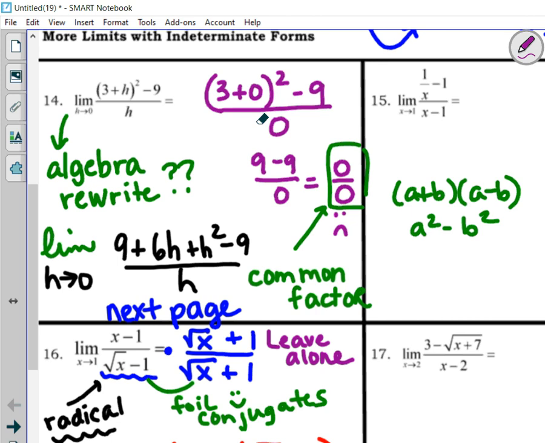These limit problems are kind of like that. You have to be MacGyver and ask, all right, what's in my toolbox? Do I need to use factoring? Do I need to use foiling? Do I need to use conjugates? What can I possibly do? The problem setup will probably suggest something to you.